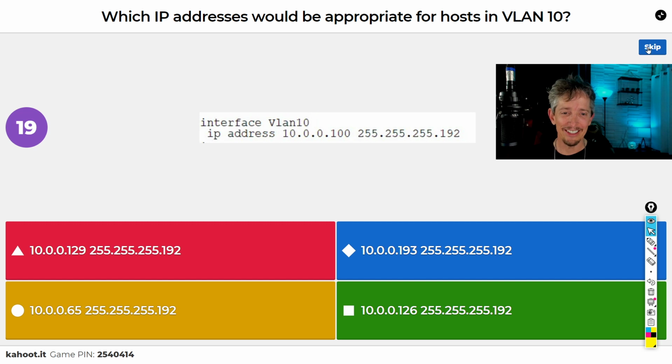All right, we've got 20 seconds left here. And the technique here is identifying what is the subnet that interface VLAN 10 is on, what is the range for that subnet, and picking two or more IP addresses that are in that same subnet.